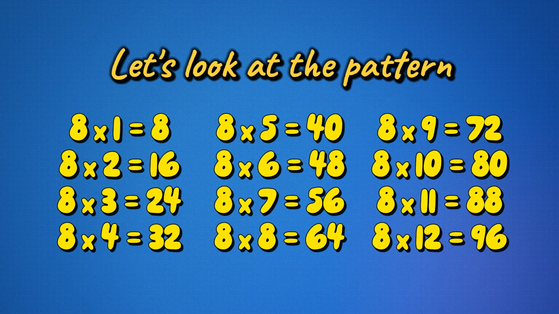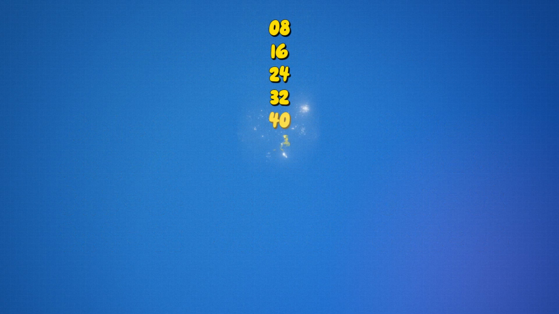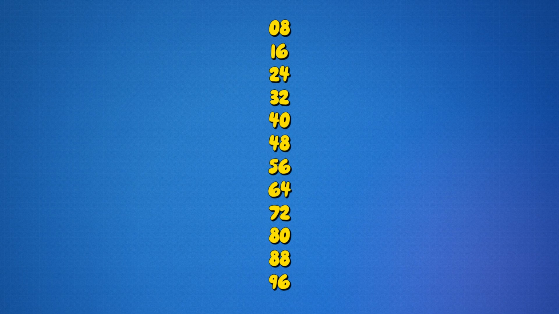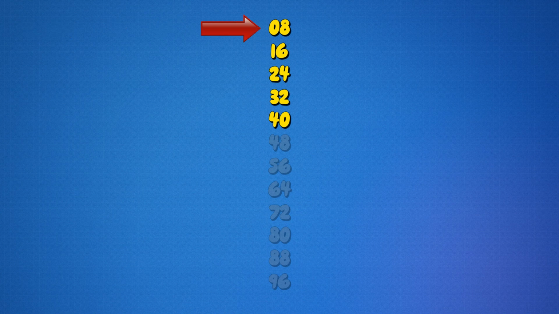Can you see the pattern? It might be hard to see like this, so let's simplify this by looking at just the answers. I'll put them into a single column too, so the pattern is easier to see. Now, let's simplify it even further by just looking at the first 5 numbers. Perfect. Now, look at the tens column. What do you notice?